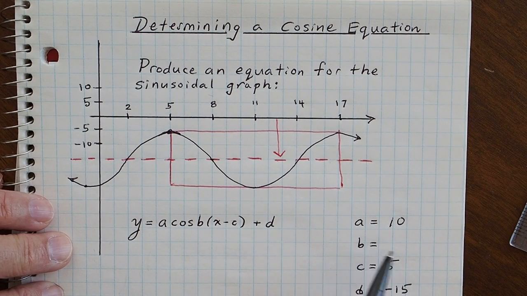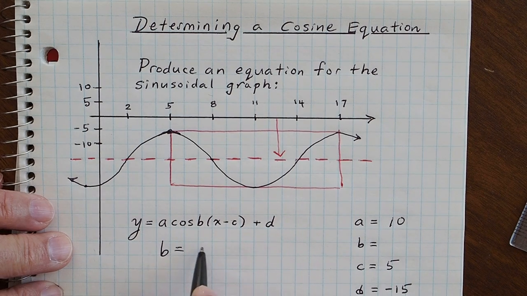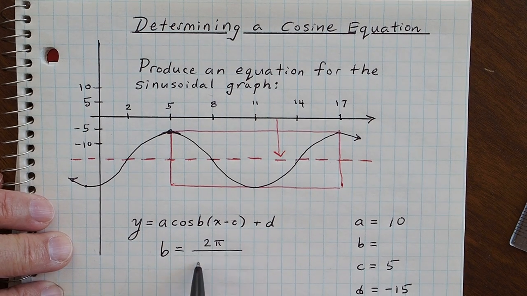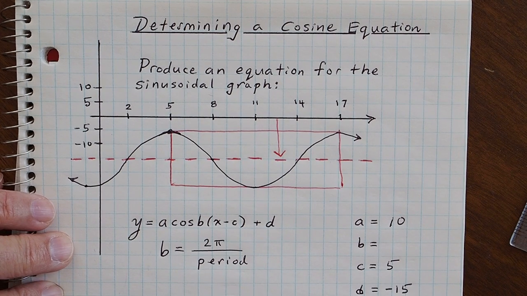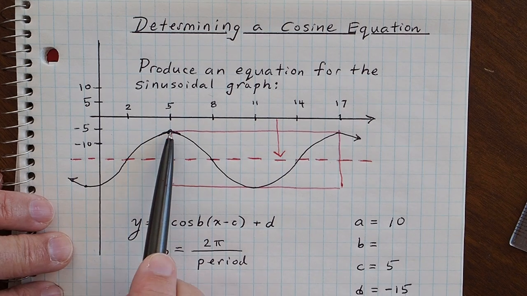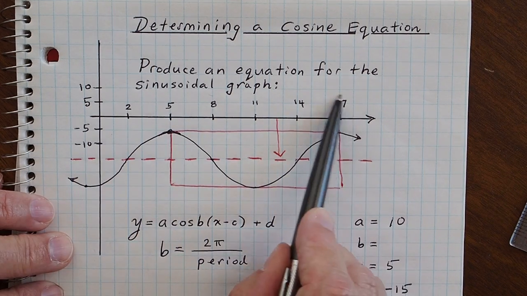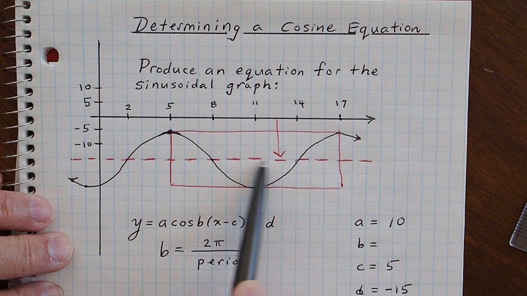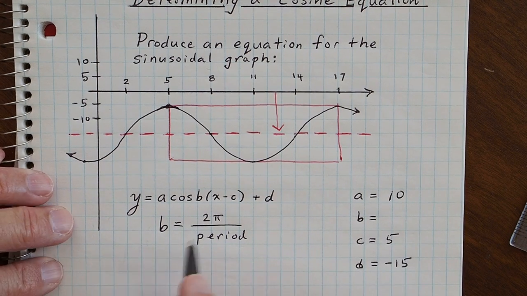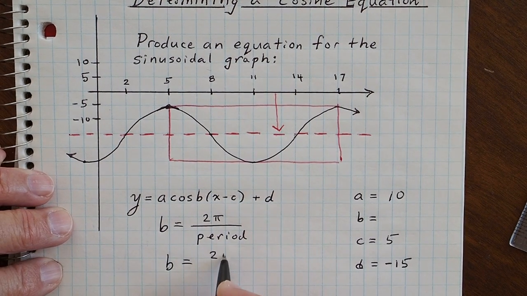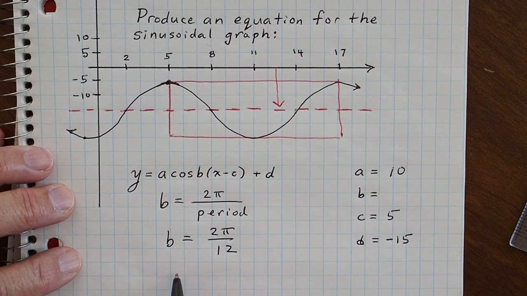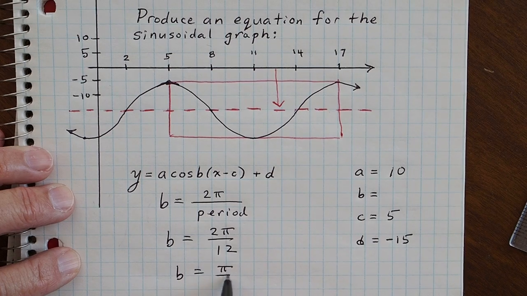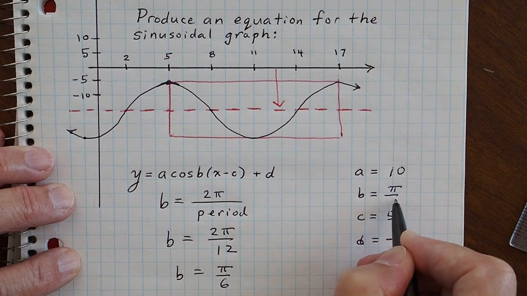Now b is accessed with a formula. b is equal to 2 pi divided by the period. Now in this case, the period is the horizontal distance the graph takes to complete a cycle. So from crest to crest, that's from 5 to 17. That would be 12 units for the period. So that gives us a b value of 2 pi divided by 12. And in lowest terms, b is pi over 6. So put that in our list.